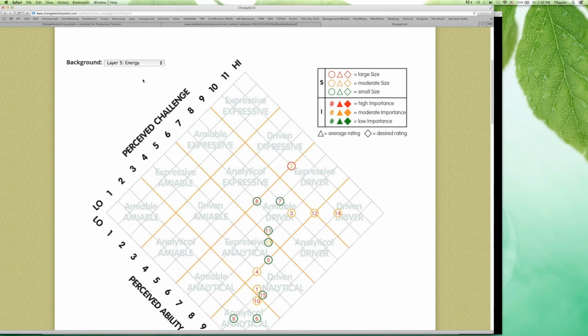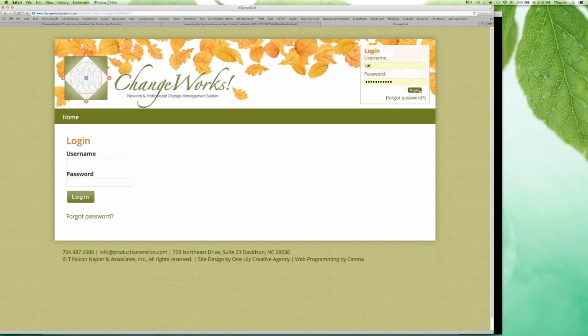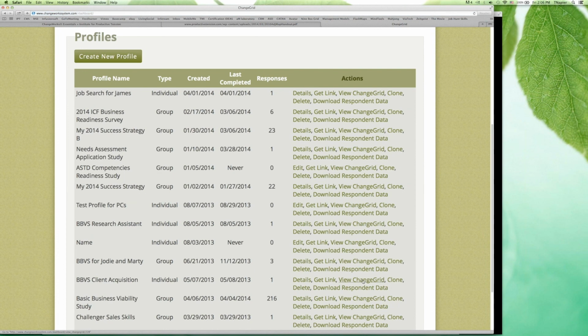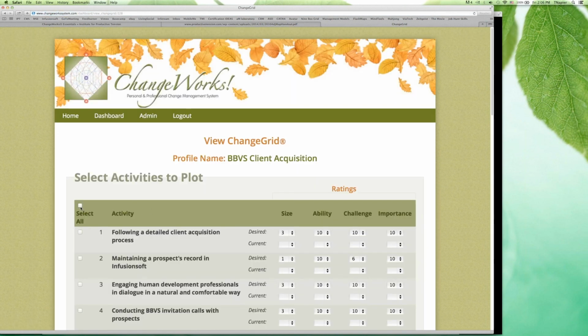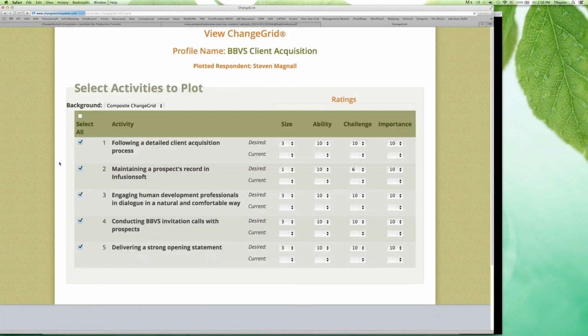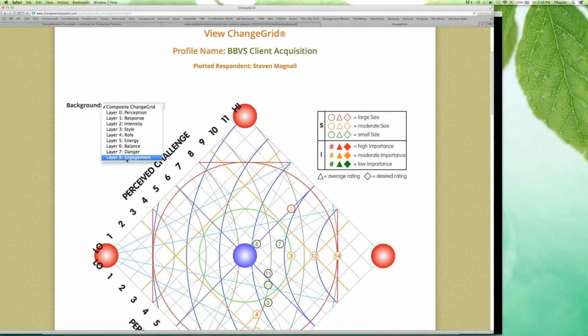It probably logged me out, so let me just jump back in there again. Log in, dashboard, view the profiles. This is the one I want. Get the change grid, select all activities, and view the change grid. And you will all get this fast at it. And we want to see the engagement layer.